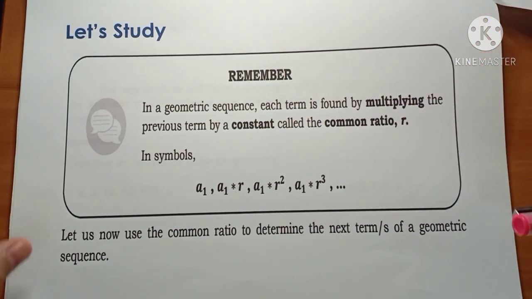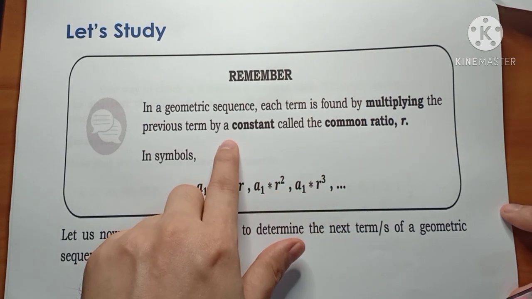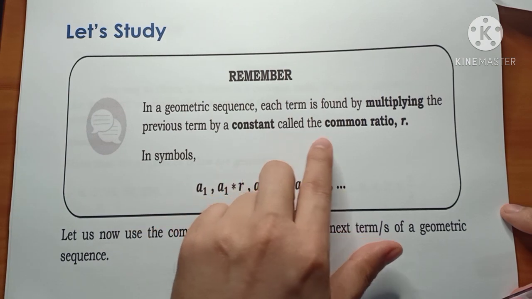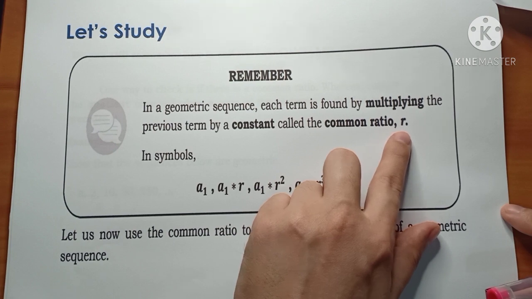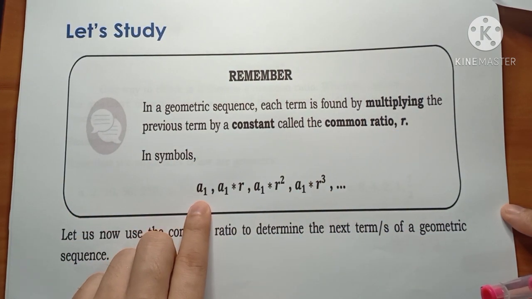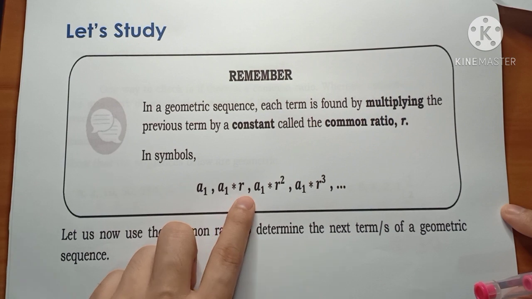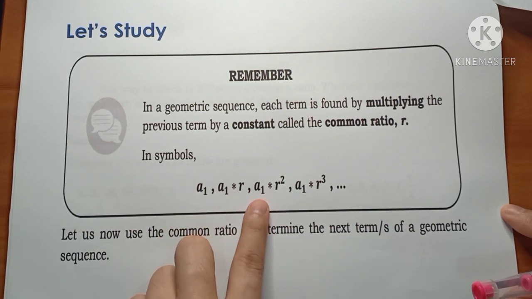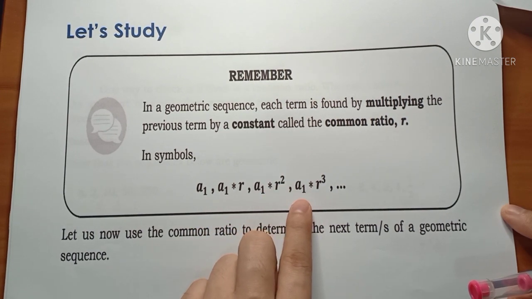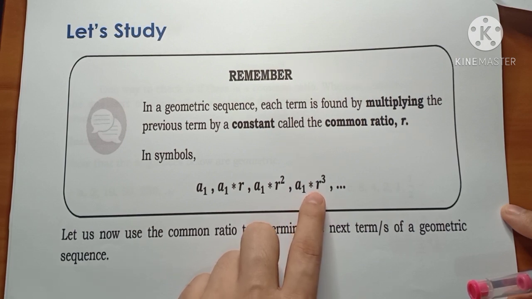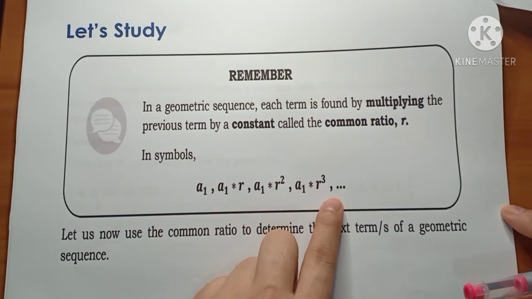Remember, in a geometric sequence, each term is found by multiplying the previous term by a constant. So ang constant na yun, ang tawag natin doon ay common ratio, denoted by R. So, in symbols, a sub 1, and then, ang next term, a sub 1 times r, which is the common ratio, and then, ang third term niya is a sub 1, yung first term, times yung common ratio squared, and then, the fourth term is the first term times the common ratio cubed. Kasi tatlong beses na natin siyang i-multiply ang ating common ratio and so on.